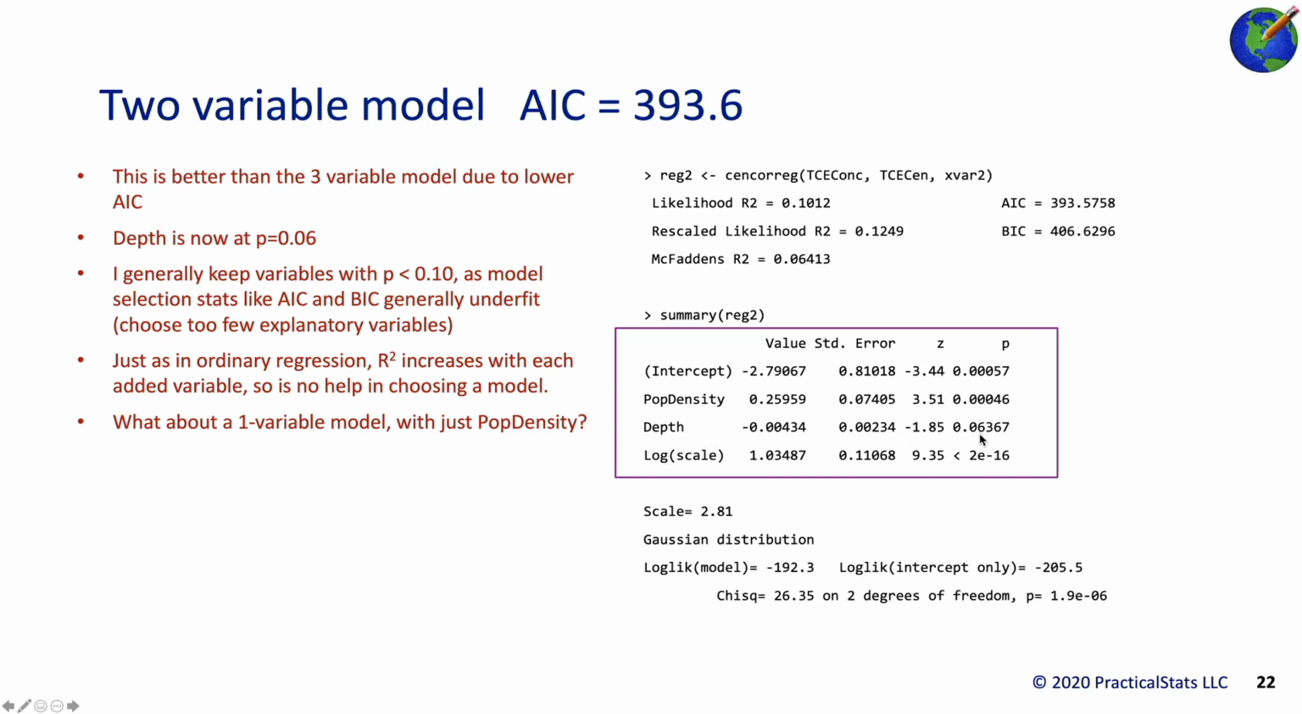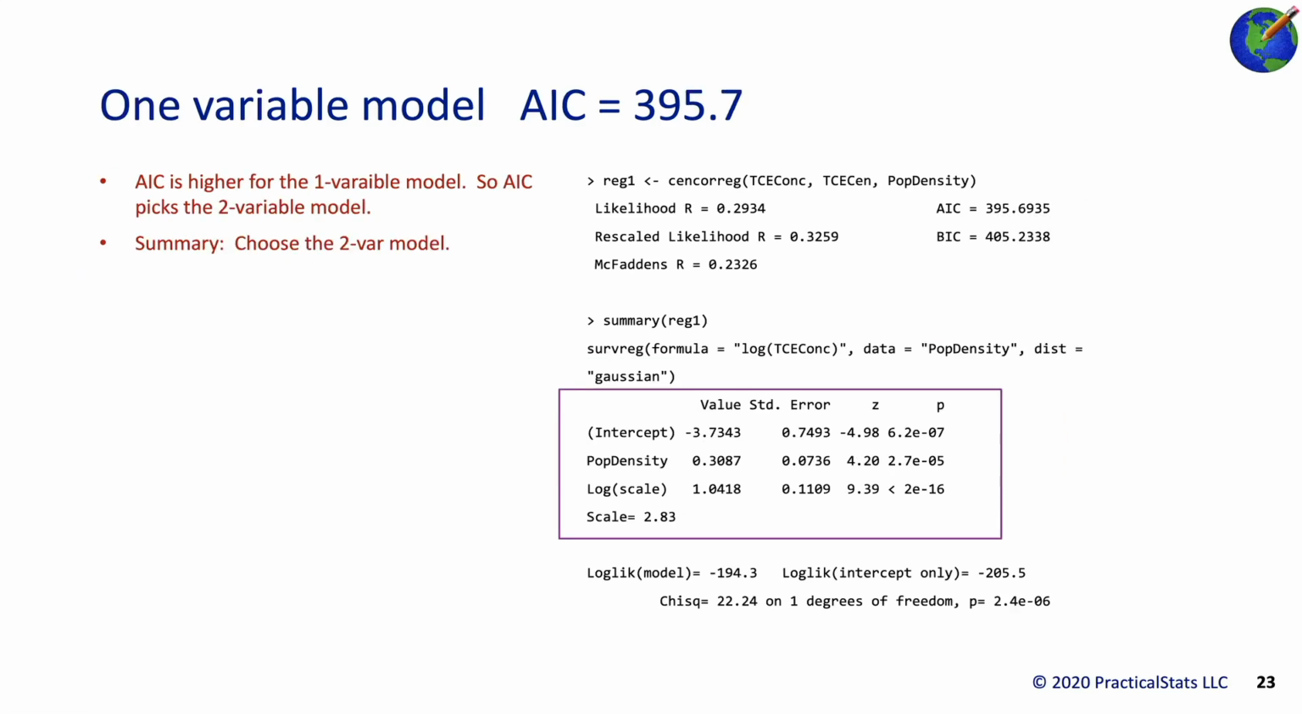It's above 0.05. We have our AIC here that was all the way down to 393.5. And when I drop out depth, the AIC jumps back up to 395.5. So it jumps up quite a bit. So this is not anywhere near as good of a model. So AIC helps you decide which way to go on those close to 0.05 things.